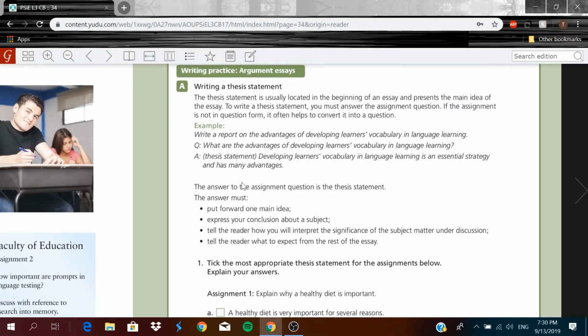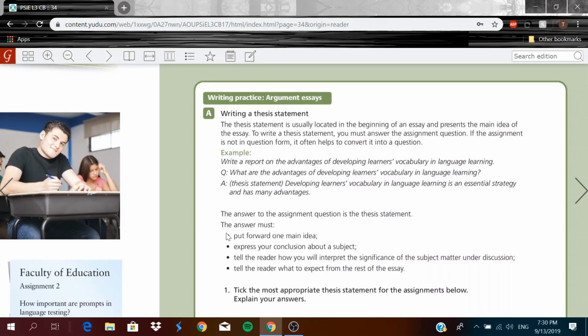So now let's move on to the next page. Here we're going to be talking about essays, writing practice argument essays. You remember we talked about the different types of essays, and just before I move on, I wanted to let you know that in the EL111 and in the EL112 we write essays.